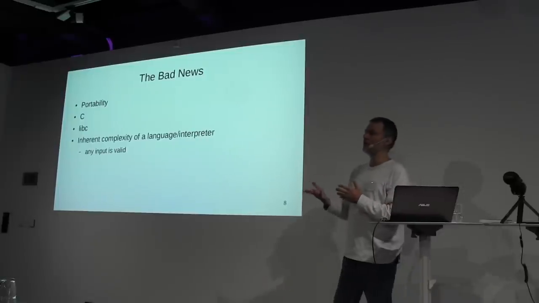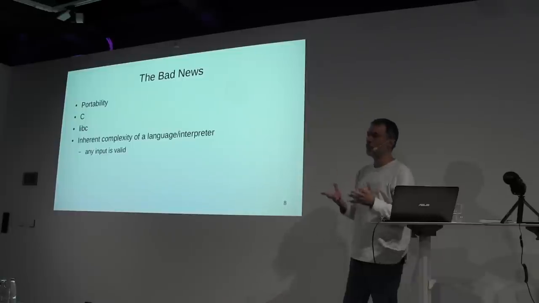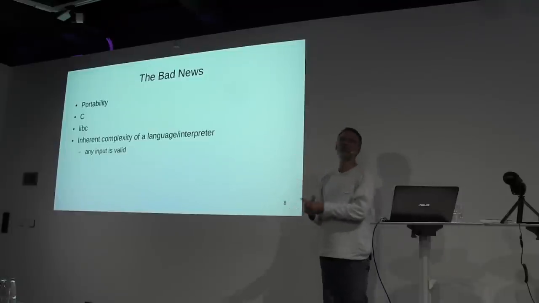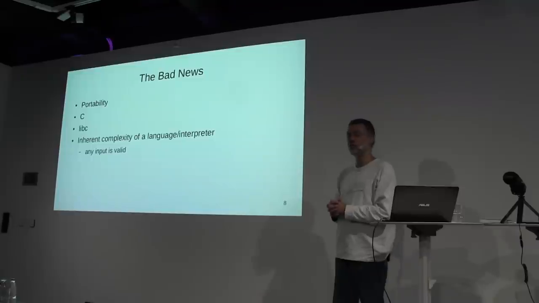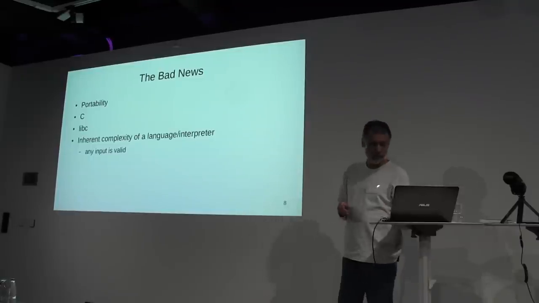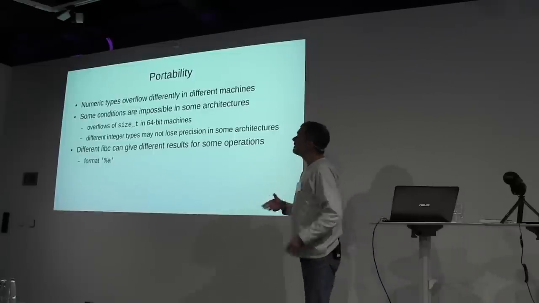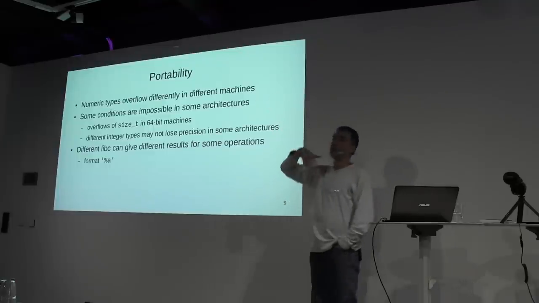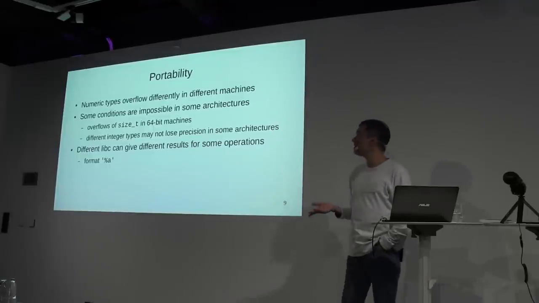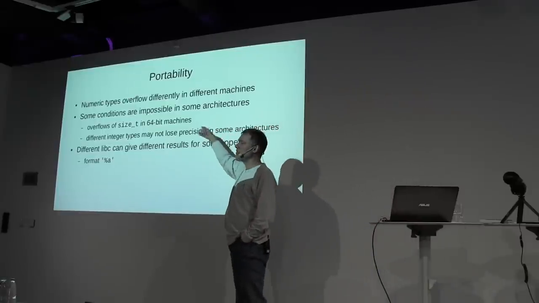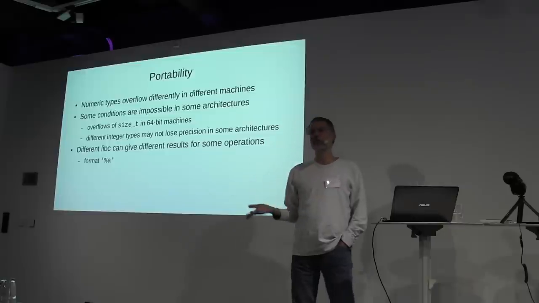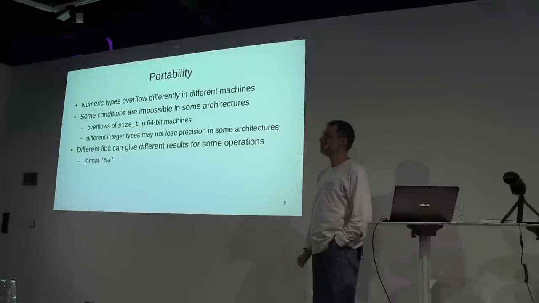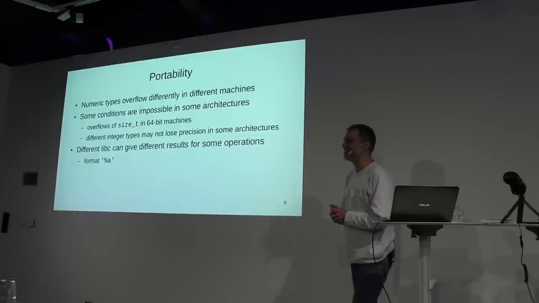Lua must always, except for panic functions, where it has no way to recover. But if you use Lua properly from the C point of view, then running inside Lua, you should always be able to recover and have something stable. So portability is a nightmare, of course. Then the numeric types overflow differently in different machines. Some conditions are impossible to test in some architectures. For instance, in 64-bit machines, you have a size_t with 8 bytes, and you cannot find a machine with enough memory to overflow that size_t. I mean, you need a lot of memory to do that, and a lot of time to fill all that memory.